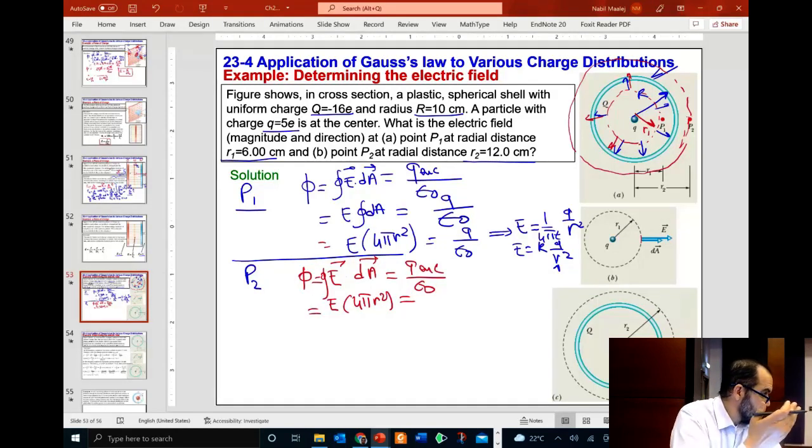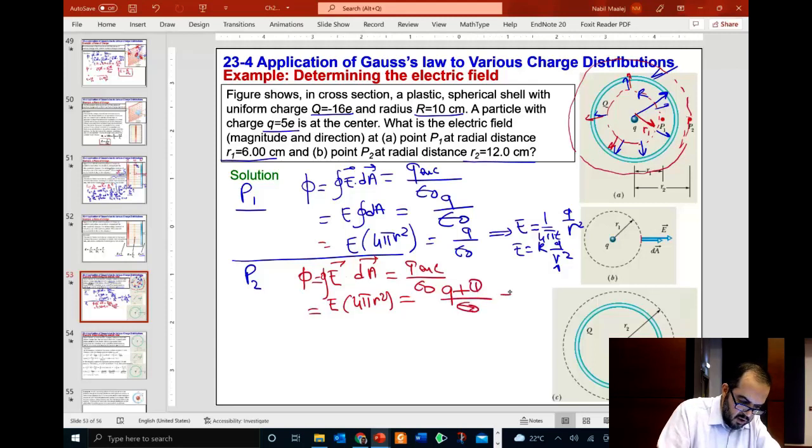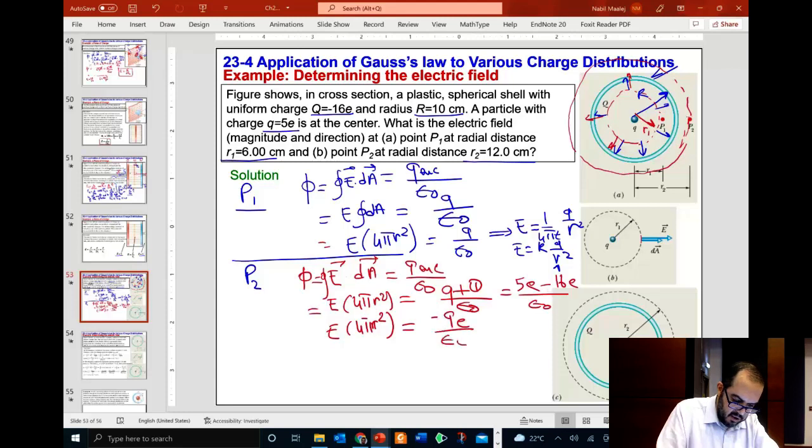What's the charge enclosed? Small q plus capital Q. So this is small q plus capital Q divided by epsilon 0. Small q is 5e and large Q is minus 16e, divided by epsilon 0. So we get the electric field times 4 pi r squared is equal to minus 9e divided by epsilon 0.